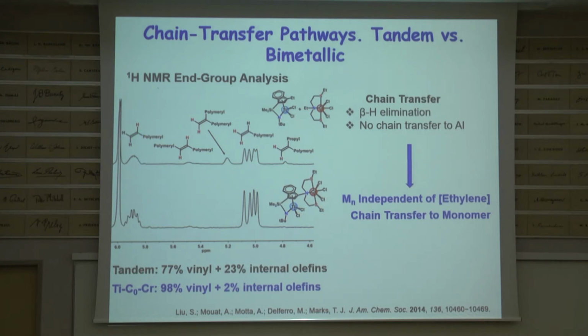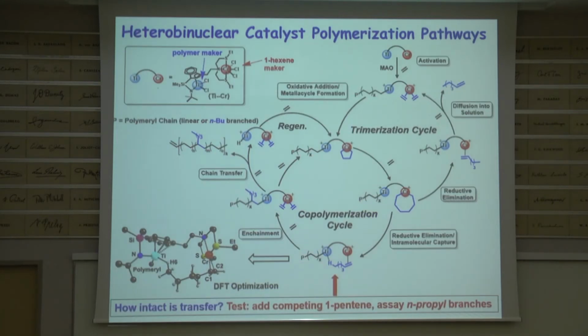vinyl groups. And one other thing, for the polymer aficionado, the molecular weight is independent of the ethylene concentration. And that means that the mechanism is not a standard beta hydride elimination, but it's what's called chain transfer to monomer. Let's put this all together. I know this is complicated, but let me show you our picture of what's going on here.